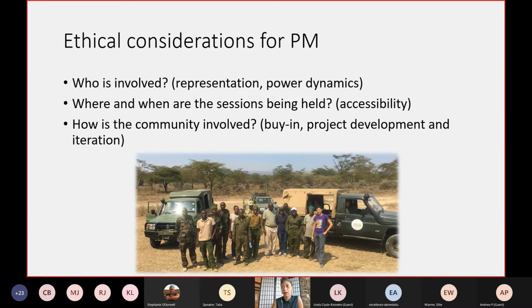You also have to be thinking about where and when the sessions are being held. So I like to say that instead of bringing people to the table, we should be bringing the table to people, thinking about where it is going to be the easiest for people to get involved in these sessions and to speak their truth.